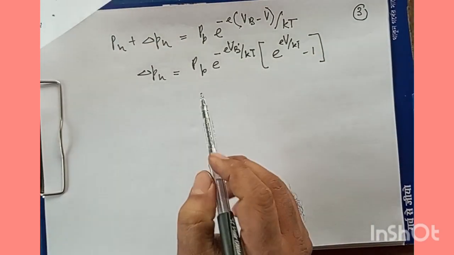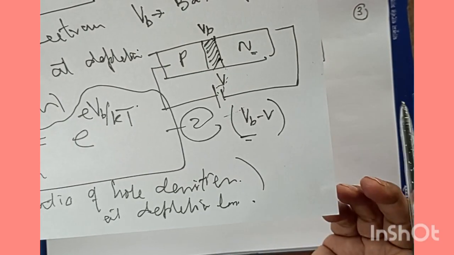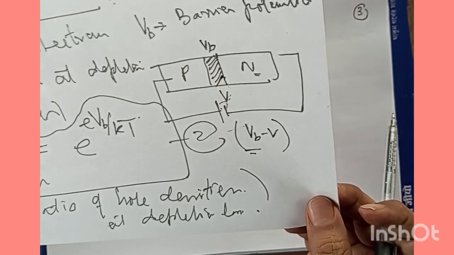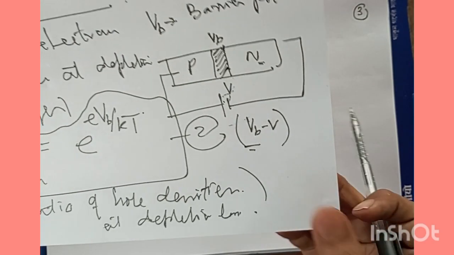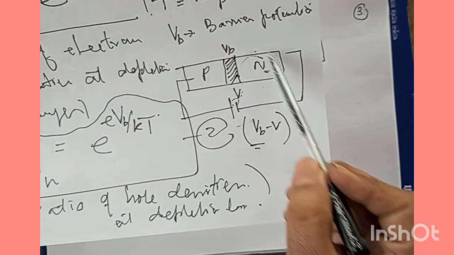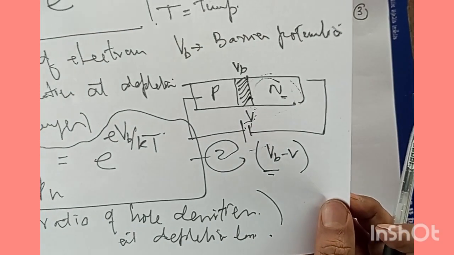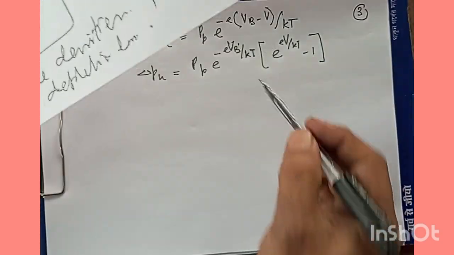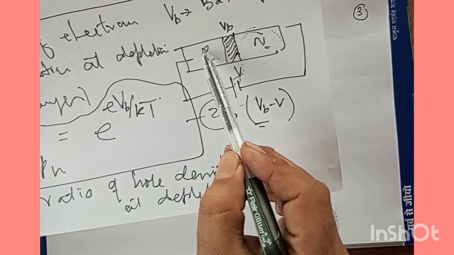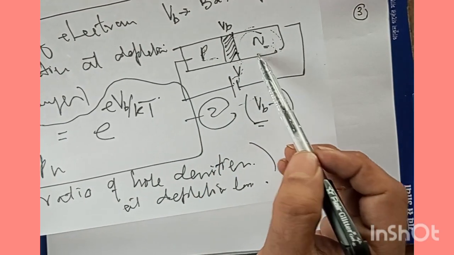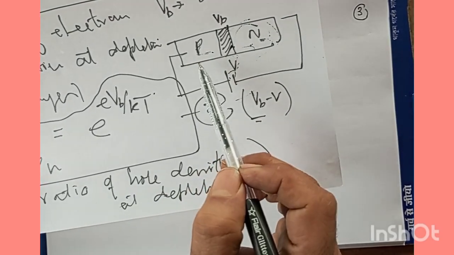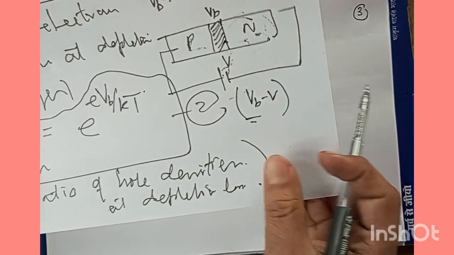So by making use of these modifications when we forward bias this p-n junction, we will have delta Pn, and this delta Pn will give me the hole densities on the right side, the n region. Using a similar analysis for electron densities on the left side, here we will have electron densities, and here we will have hole densities.